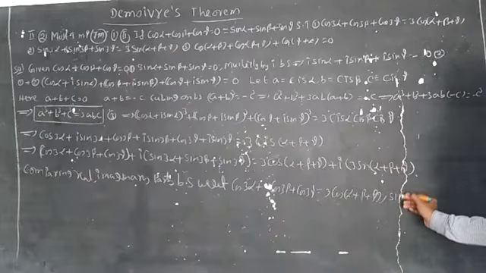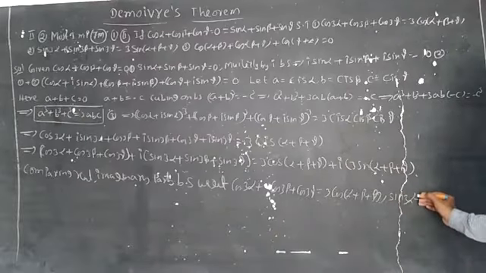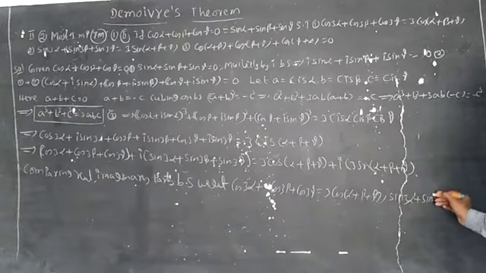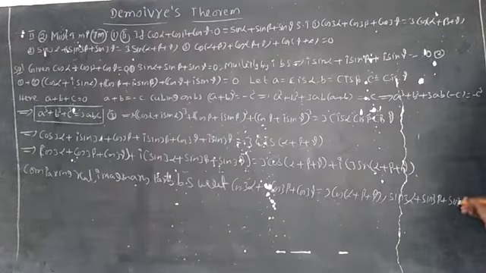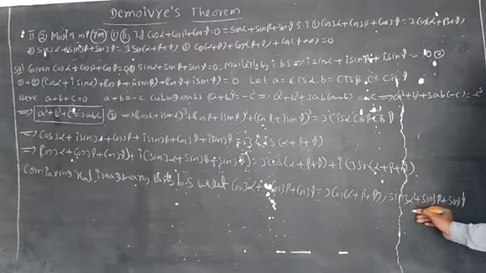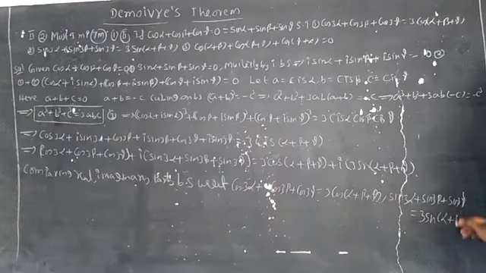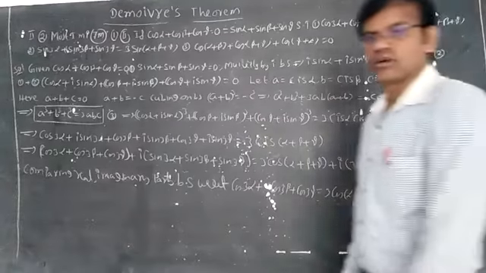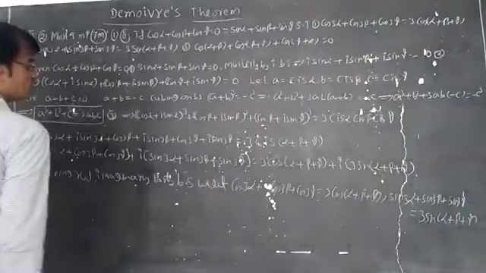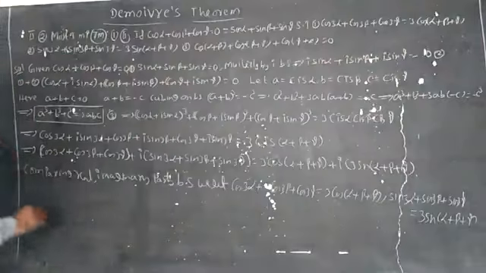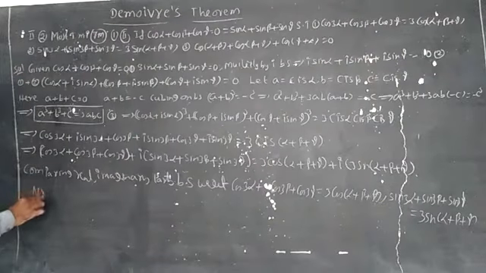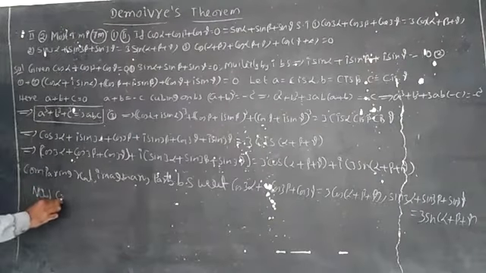Next, by comparing the imaginary part, sin 3 alpha plus sin 3 beta plus sin 3 gamma is equal to 3 sin of alpha plus beta plus gamma. Here it is okay. Now consider the third part of this problem.